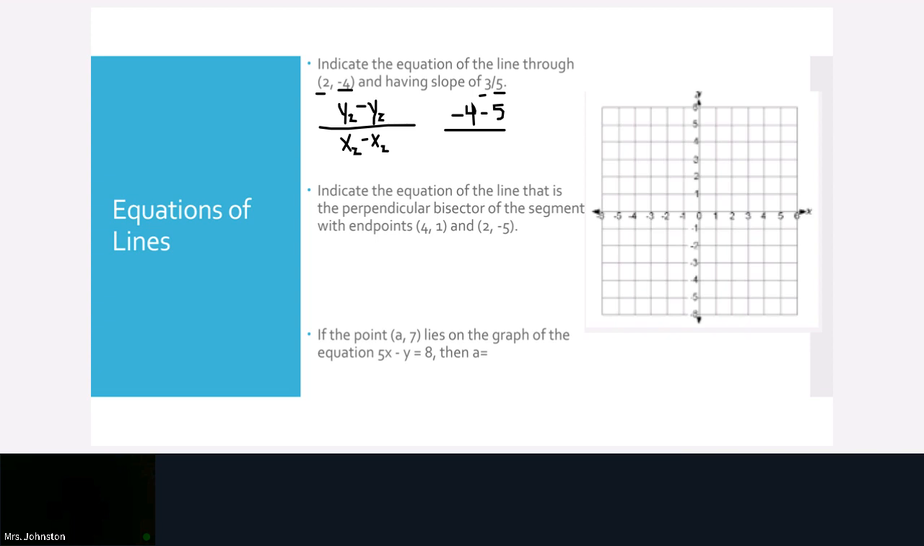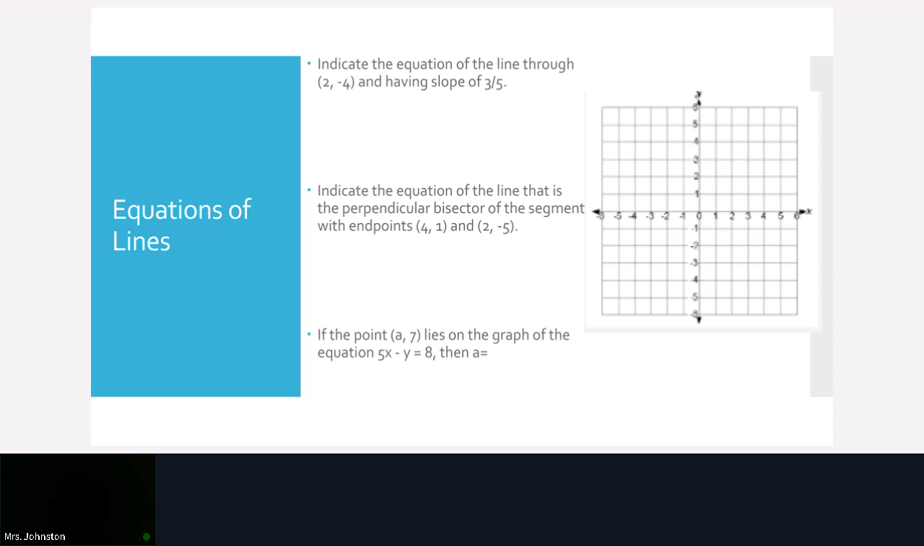Oh, hang on a minute. This is asking a different question. It says indicate the equation of the line through (2, -4) and having a slope of 3/5. So we already know the slope. Hang on to that thought about calculating slope, and I'll bring it up in the next problem.